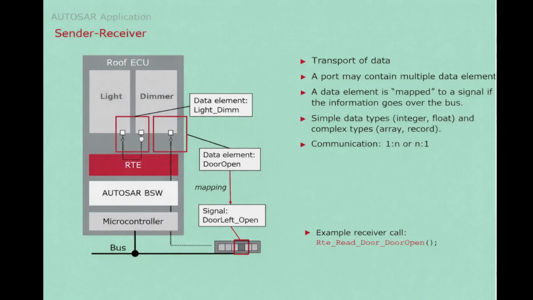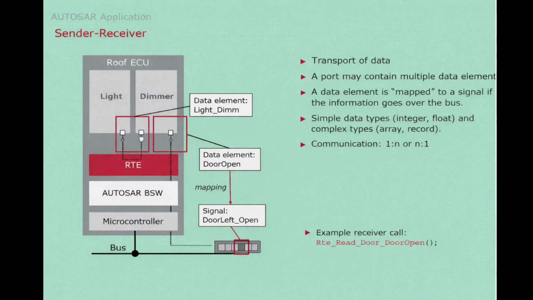And these are then simply a part of the port. If you want to access those data elements, the RTE will provide you in the code with the necessary APIs. And the necessary APIs look always something like this. RTE underscore read or write for the sender side, name of the port underscore name of the data element.